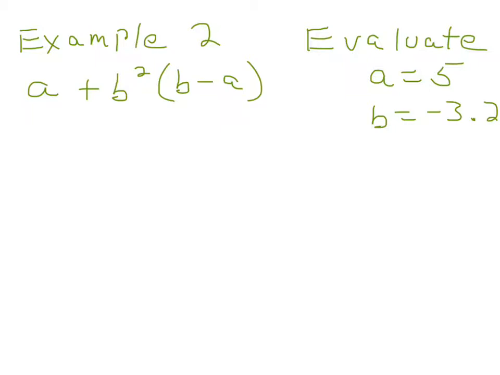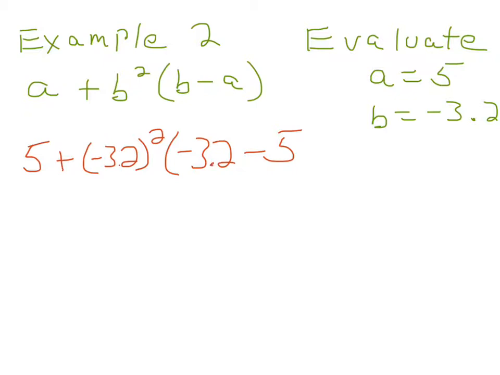And it's asking us to, again, evaluate, which means plug in these values and actually do the math for the value a equals 5 and the value for b equals negative 3.2. So first we're going to go ahead and rewrite the expression with the given variables substituted in for their numbers. So we're going to write 5 plus negative 3.2 squared times the quantity of negative 3.2 minus 5. Decimal point a little bigger there, and close our parentheses.